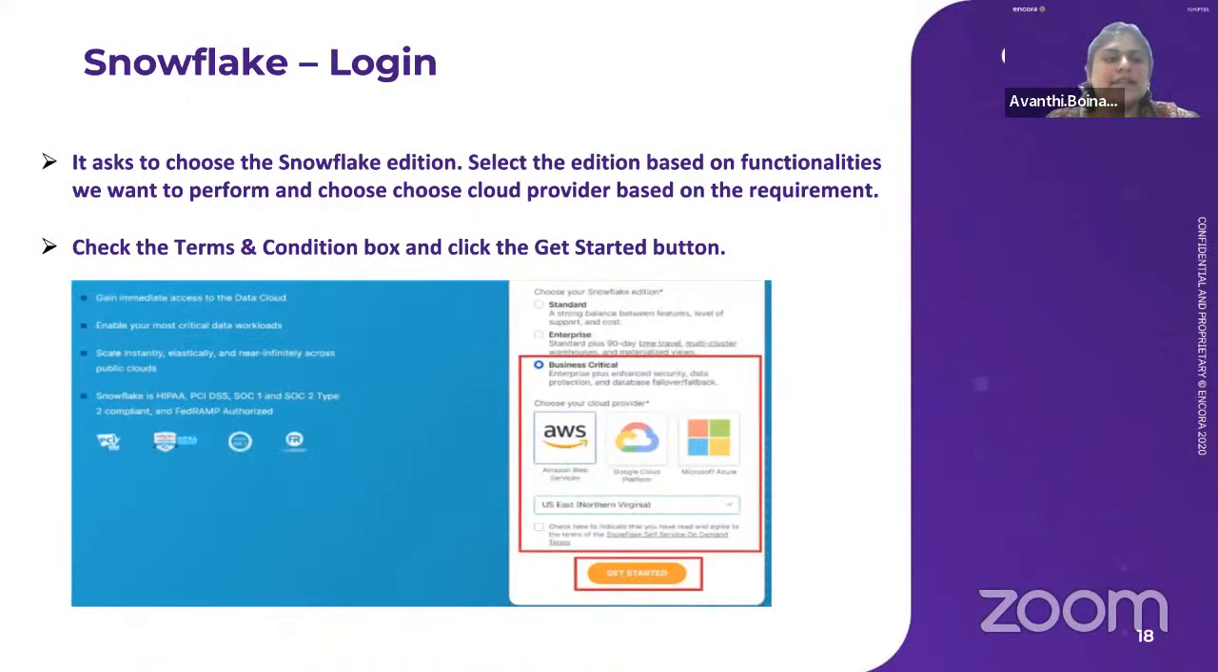Next, it asks you to choose the Snowflake edition. Select the edition based on the functionalities we want to perform, and choose the cloud provider. Snowflake supports AWS S3, Google Cloud Platform, and Microsoft Azure, so we can select any of them as per our requirement. Check the terms and conditions box and click the Get Started button.